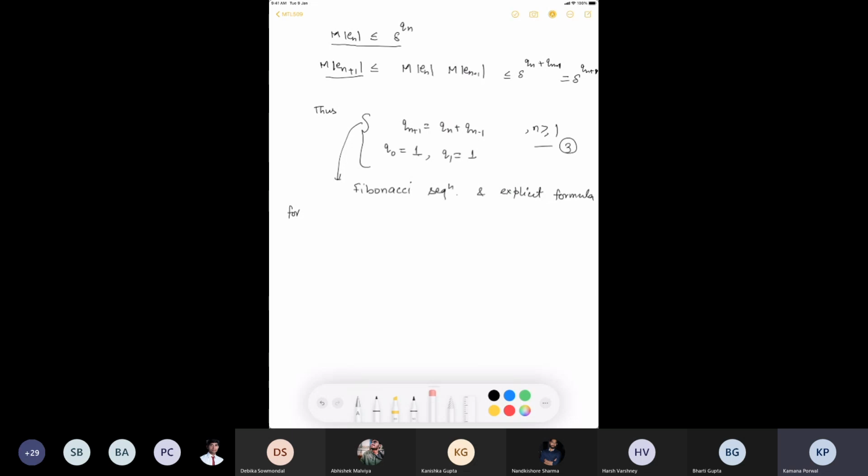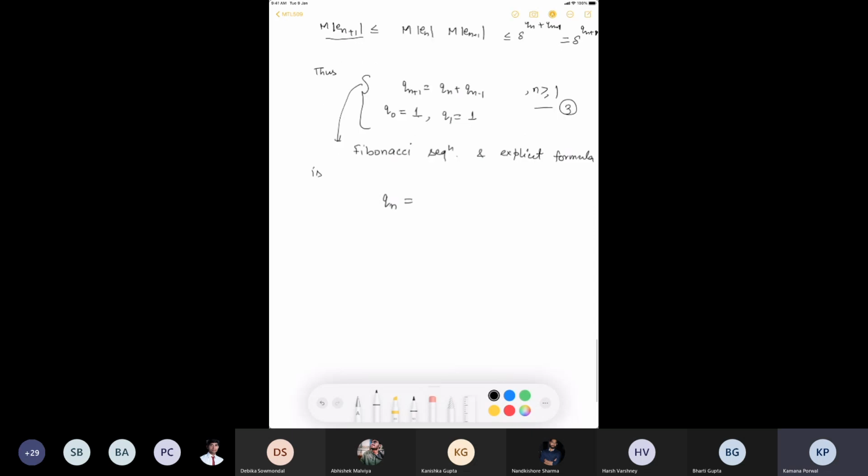So this you can try to find. Qn, that is, the nth term of the Fibonacci sequence, I'm going to write it explicitly: 1 over root 5 times [(1 plus root 5 by 2) raised to power n plus 1 minus (1 minus root 5 by 2) raised to power n plus 1].